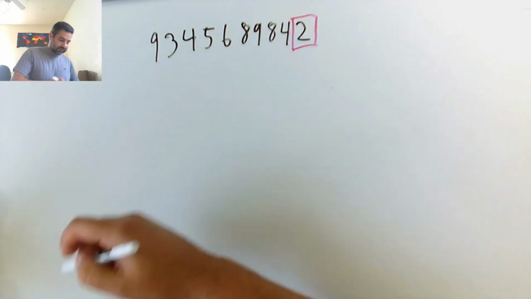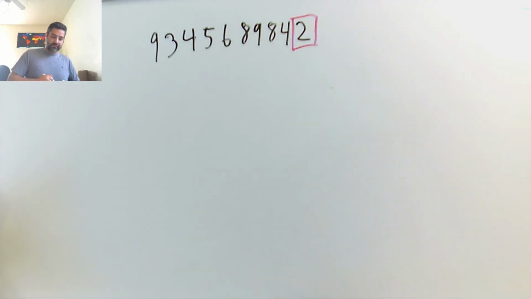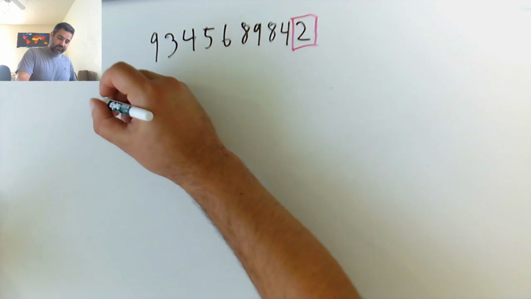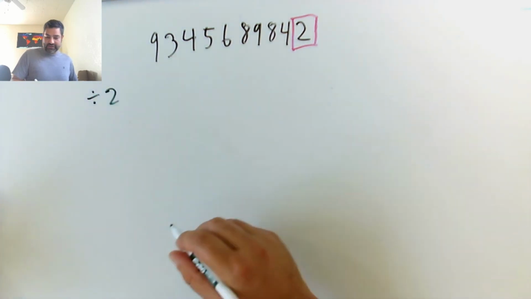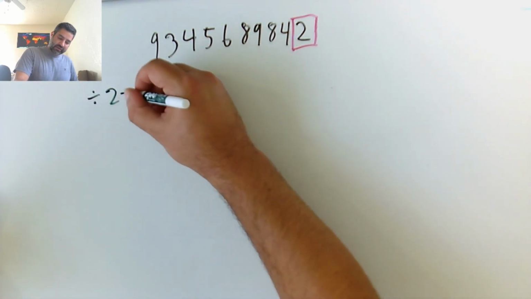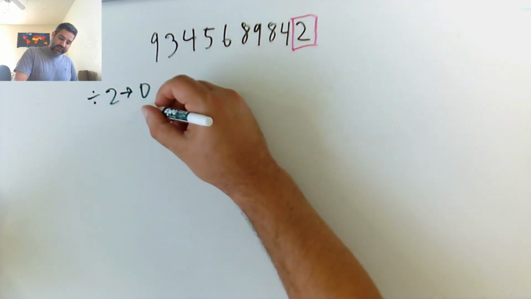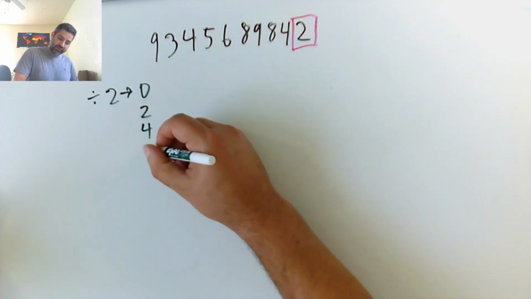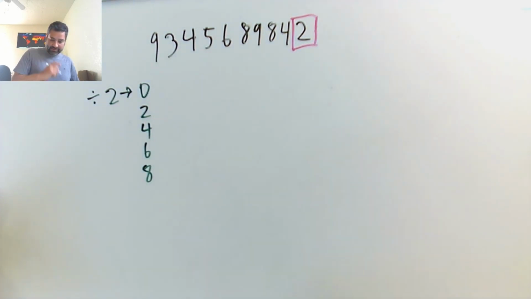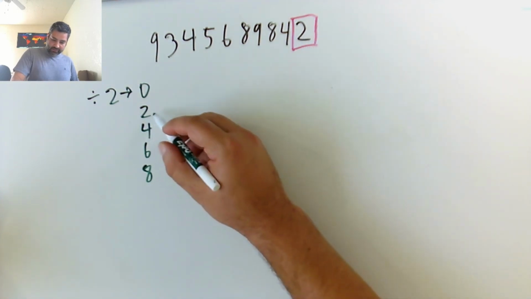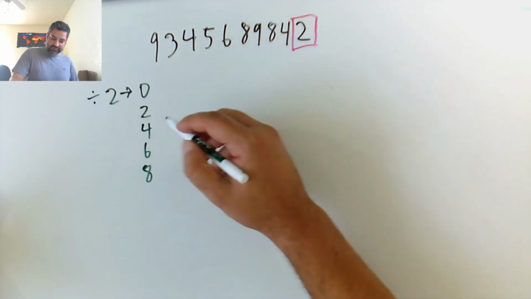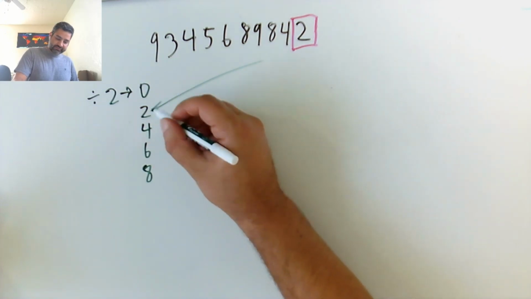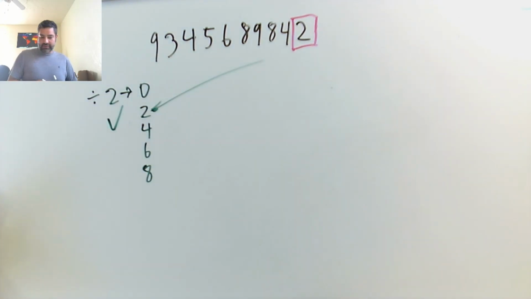So for 2s, to see if it's evenly divisible by 2, it must end in a 0, 2, 4, 6, or 8. The last number of this number is 2. We see it right here. And so this large number is divisible by 2.